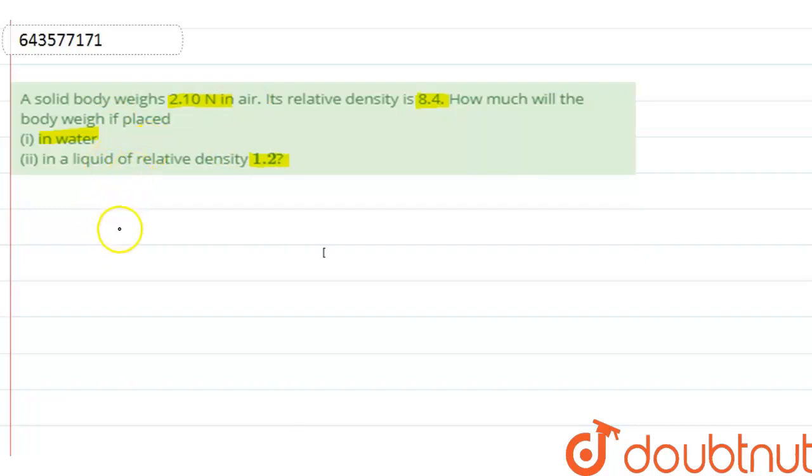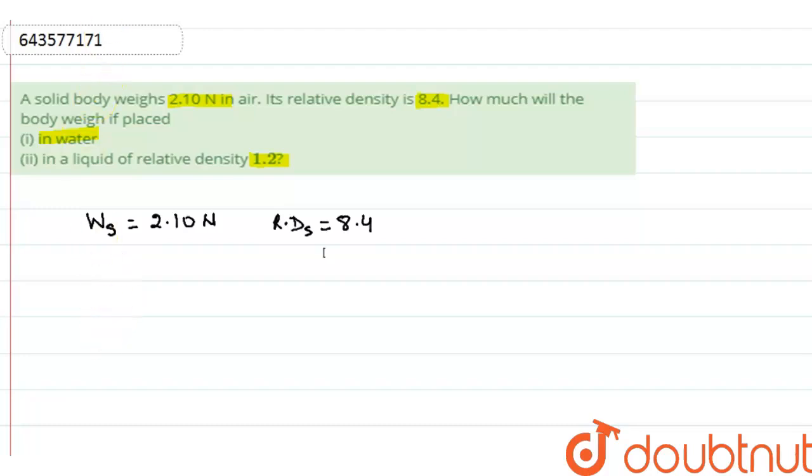First, which is given, that is the weight of the body. Weight of the solid body is 2.10 Newton and the relative density of the solid is given 8.4. Now he is asking about the body weight in water.